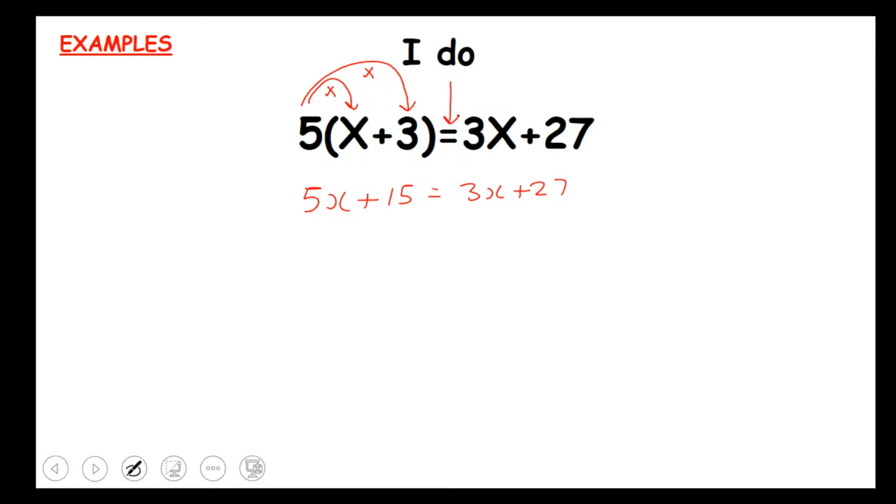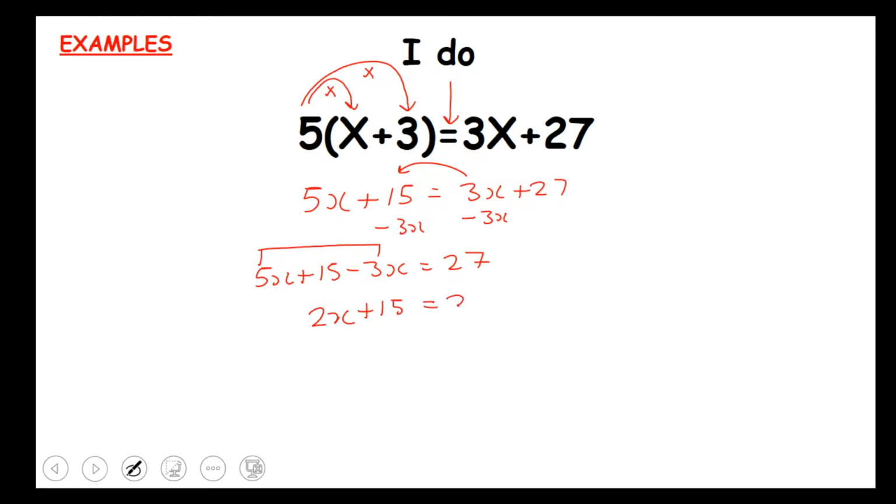Now what you do is, same thing, you get letters on one side, numbers on the other side. So the first thing that I'll take over to this side is this 3x, okay? So what I do is, because this 3x is positive on this side, I'll subtract 3x on both sides because the inverse of plus 3x is minus 3x. So now I've got 5x plus 15 minus 3x equals 27. Collect my like terms and simplify. 5x minus 3x is 2x. 2x plus 15 equals 27. So now I've got a two-step equation.